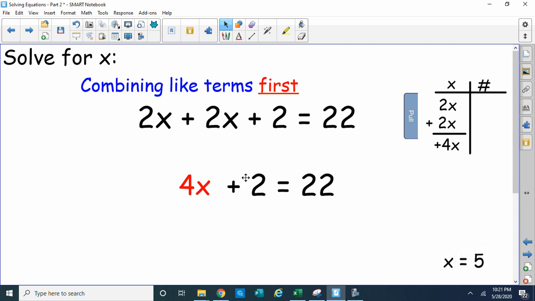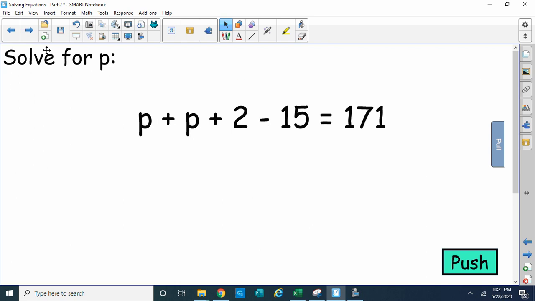So our main goal was to combine the like terms in order to get it into a two-step equation. That way we could solve it. So that's what was different with this one. In this equation, we have two terms that had to be combined first in order to get one term with a variable, then subtract 2 from 22 and solve for x. So that was different. So here's one for you.